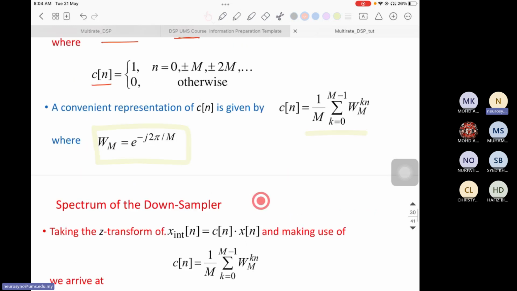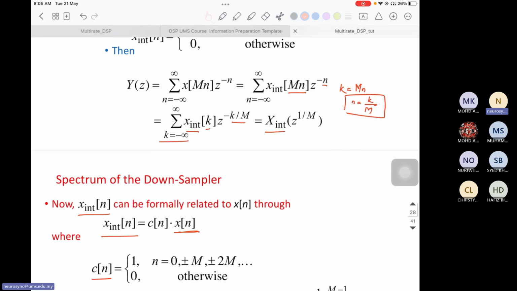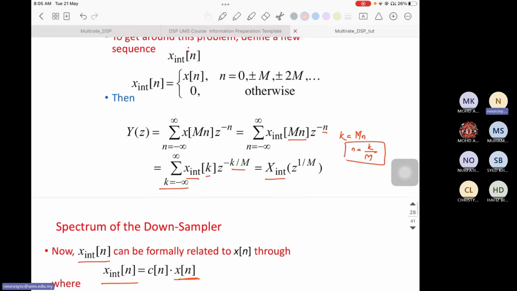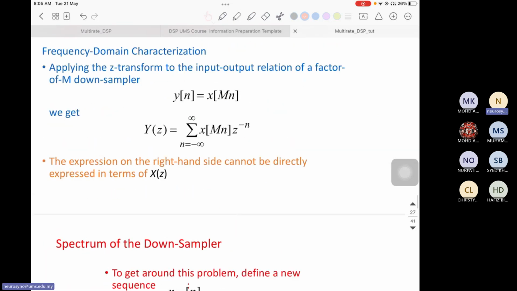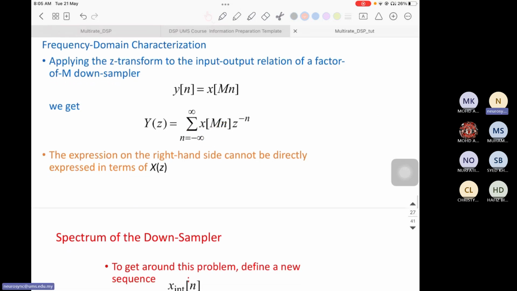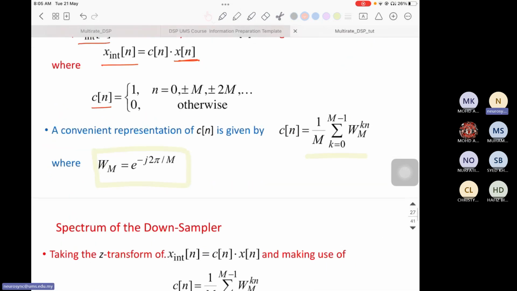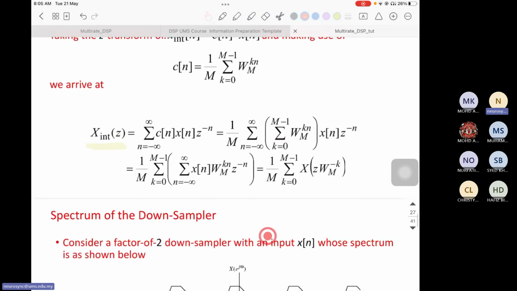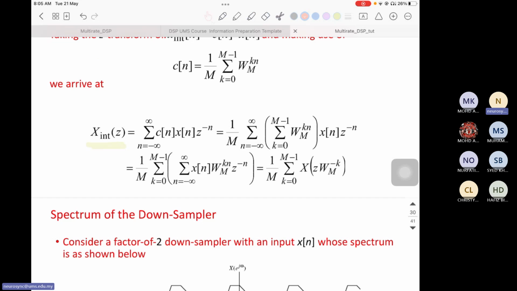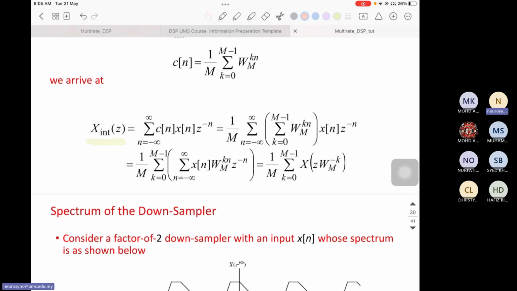So why have we done the change of this sequence? We have written the new sequence x integer instead of x, because we cannot directly express this right hand side in terms of X of z. Okay, so what we got in case of downsampling is the final term like this: 1 by M summation k from 0 to M minus 1, X of z^(1/M) W_M^(-k).